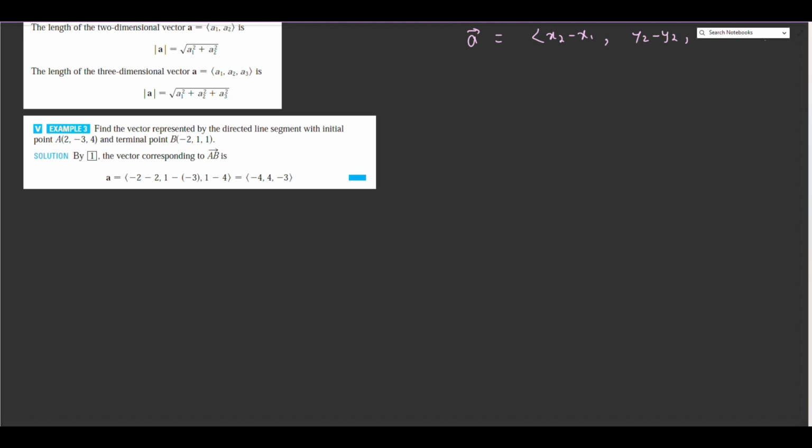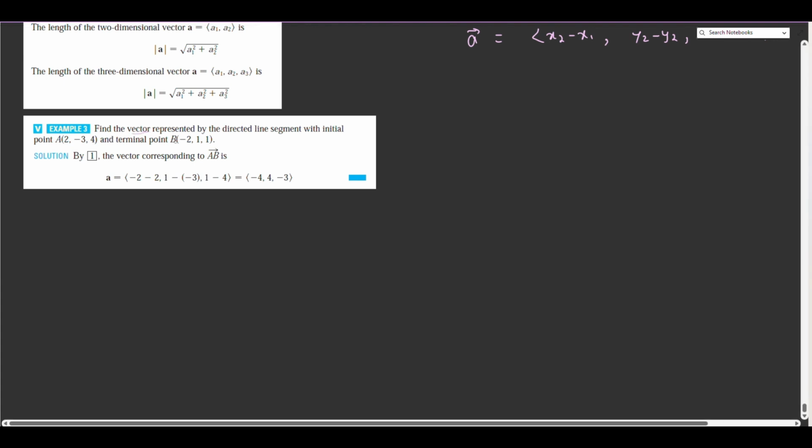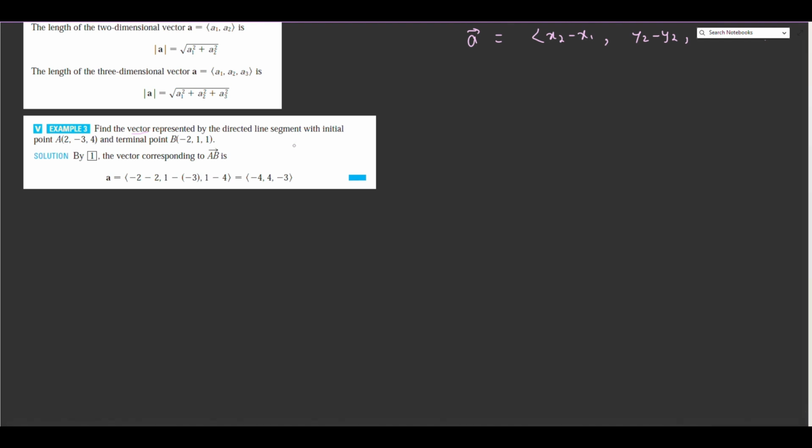So in this example we are given 2 points A and B, and what is the question? In this question, he says that we need to find the vector represented by these 2 points, with the initial point A and the terminal point B. Okay, so how can we find this? This will be very simple.